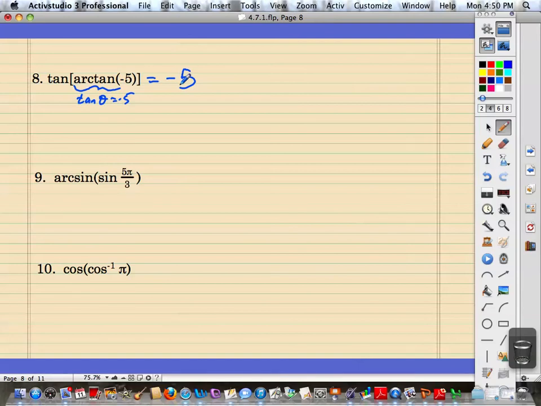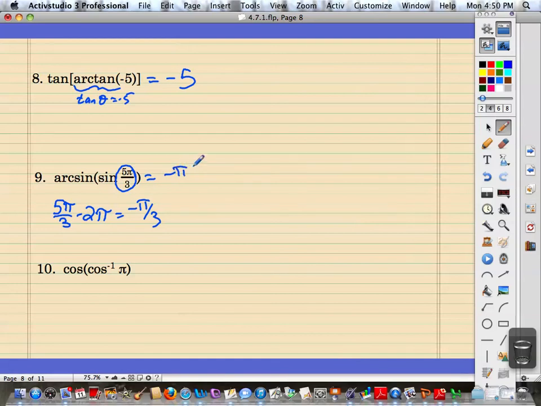The arc sine of the sine of 5 pi over 3. Well, 5 pi over 3 is not between negative pi over 2 and pi over 2. So what we need to do is, we'll subtract 2 pi to find something that's coterminal. So if I take 5/3 and I subtract 2, I'd get negative pi over 3.